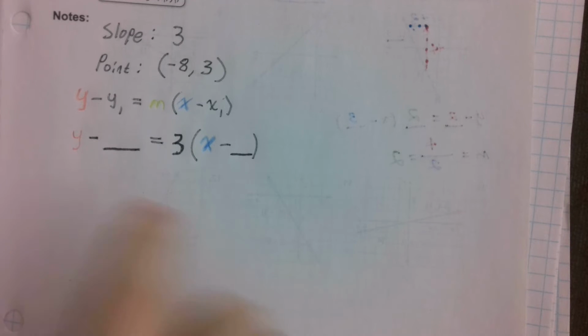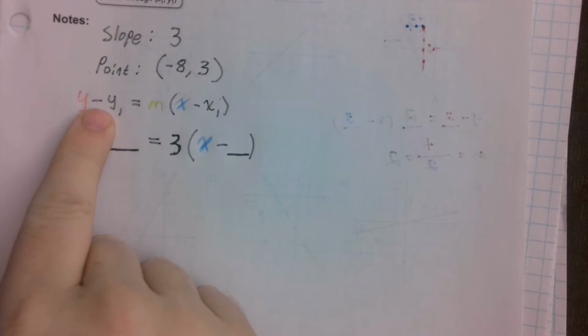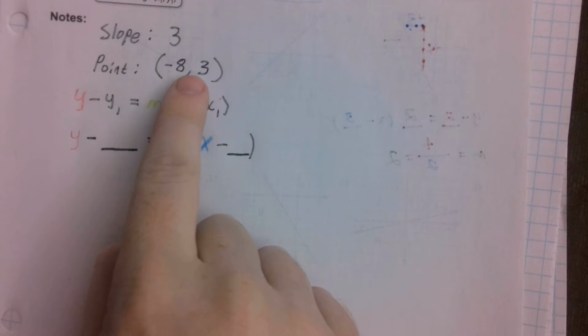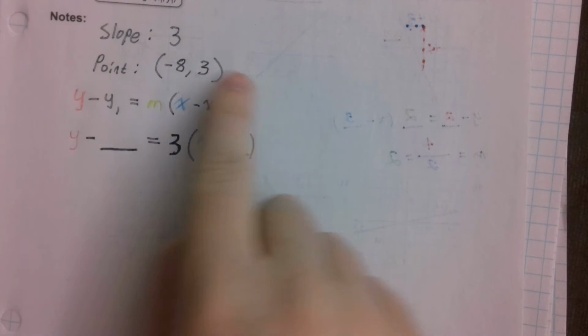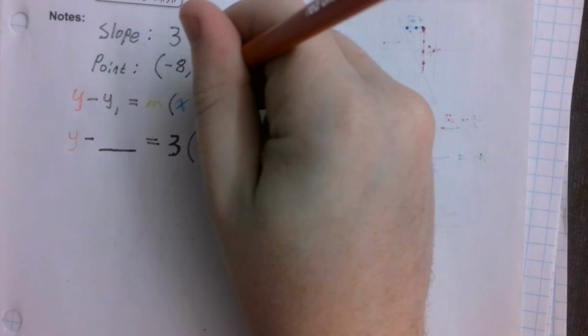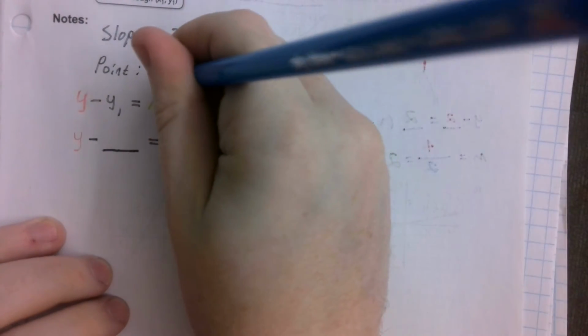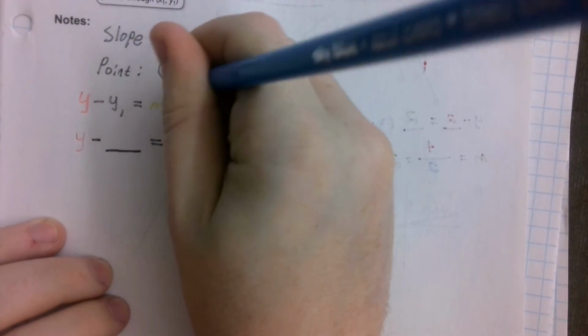At this point, we now need to figure out what y1 and x1 are. y1 is the y value of our point. Well, in a point, x is always the first number, and y is always the second number. So, this number here, this little 3, is y1, and this negative 8 has to be x1.